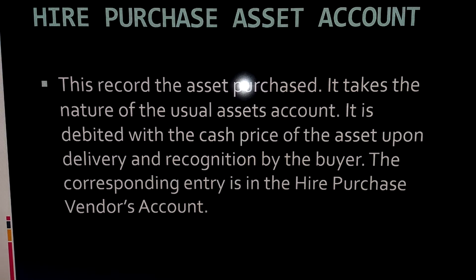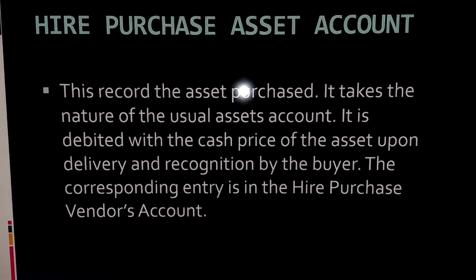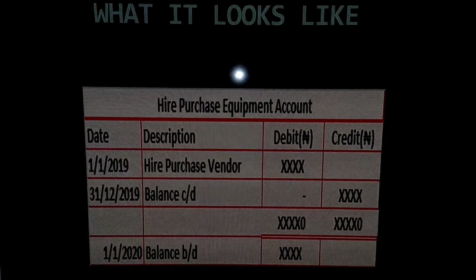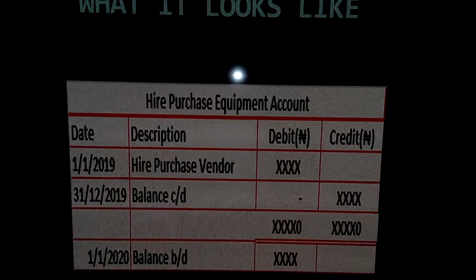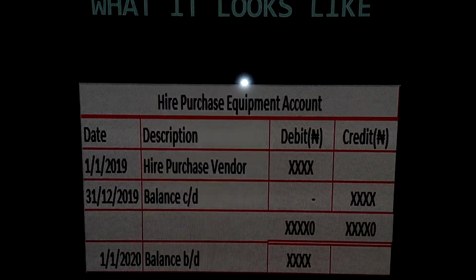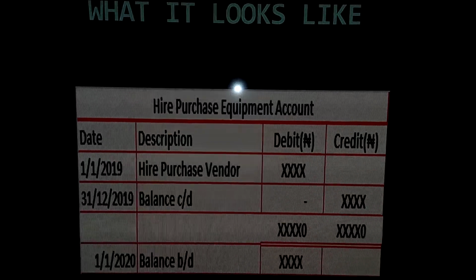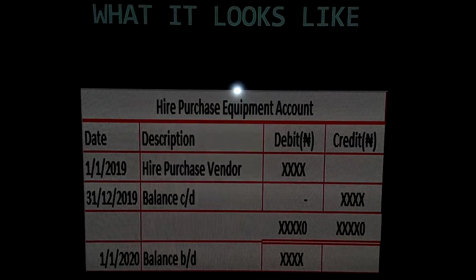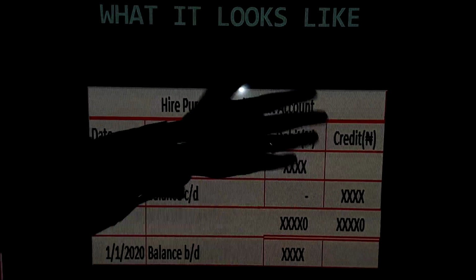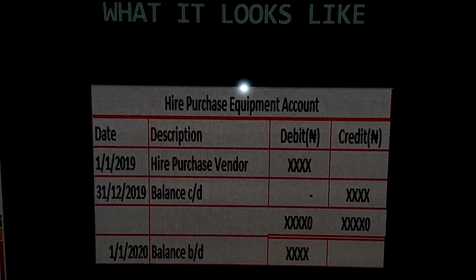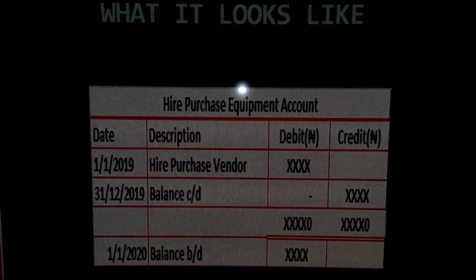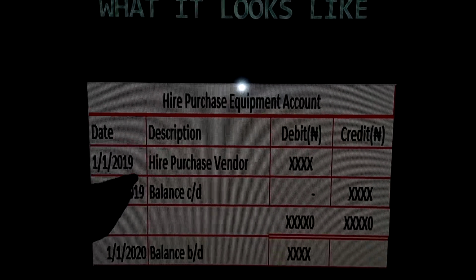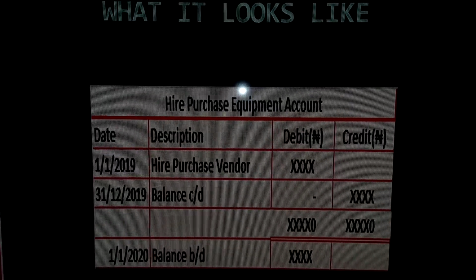So the amount that goes to the hire purchase asset account is the cash price of the asset upon delivery and recognition by the buyer. Now this is what I'm saying. Your, let's say, equipment account is an asset. Your assets have debit balances. Okay, I have actually taught classes on assets, liabilities, income, and expenses. So basically we can say hire purchase equipment account. It can be anything. It can be hire purchase motor vehicle, hire purchase plant and machinery, whatever item that is asset-like. So let's say 1st of January 2019, we bought hire purchase equipment from the vendor.